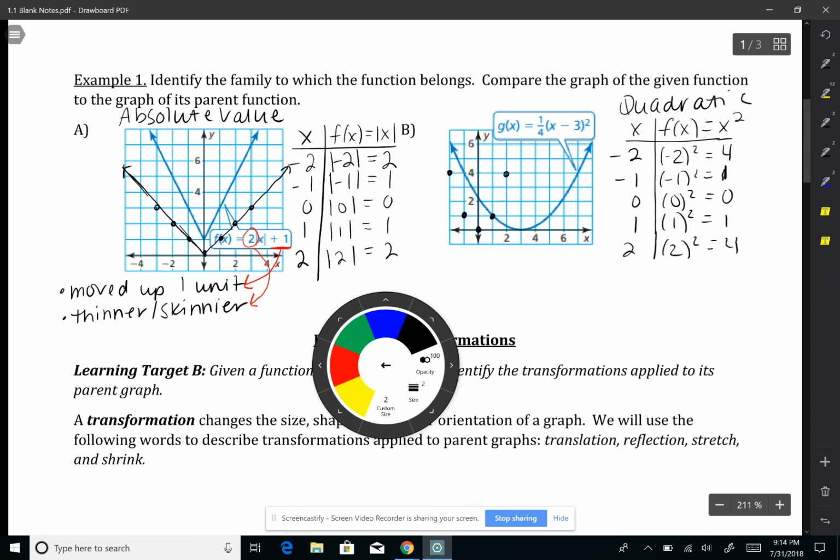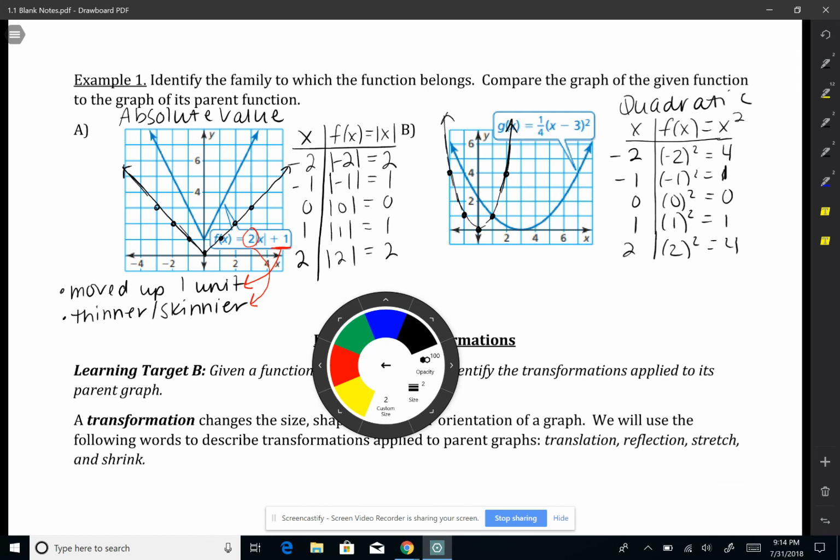And again, I could keep on going. I could have 3 and I square it, get 9. So I have the point 3, 9. That'd be off my graph, so it's not really going to do me much good to look at right now. So I'm going to sketch this parabola, my parent graph, and compare it to my transformed graph.